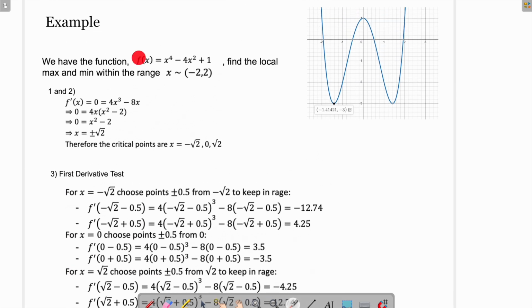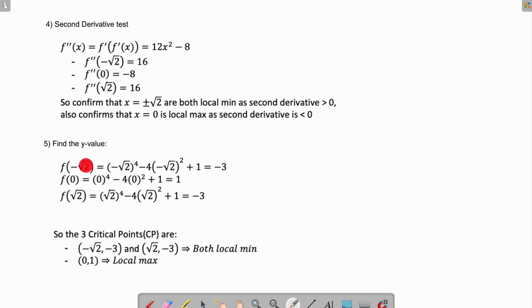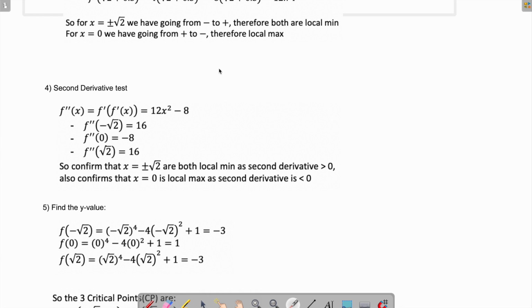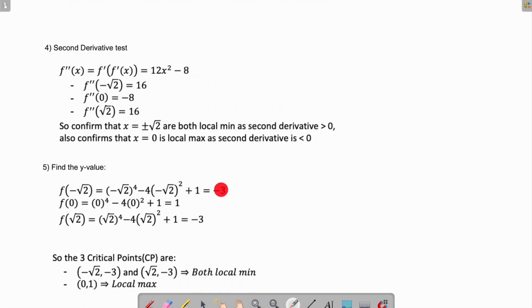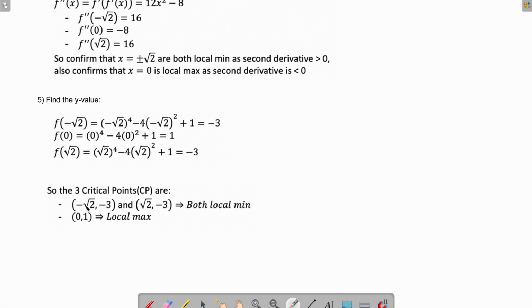So now just to find the corresponding y values, we just sub them into the original function, as I said. So we'll sub the critical points into this function here. We have f of minus square root 2, sub that into x to the power of 4 minus 4x squared plus 1, and we get a value of negative 3. F of 0, we get a value of 1, and f of square root 2, we get a value of negative 3.